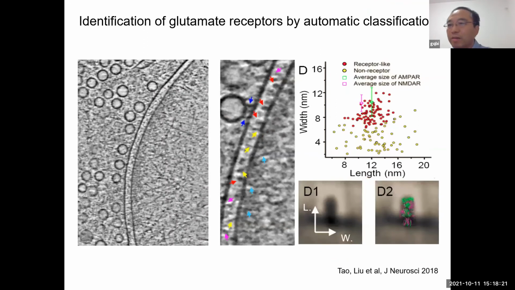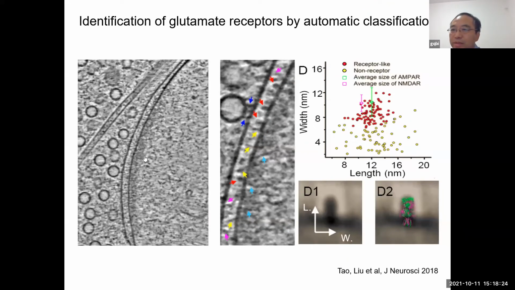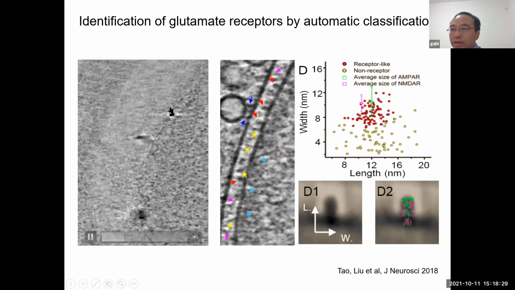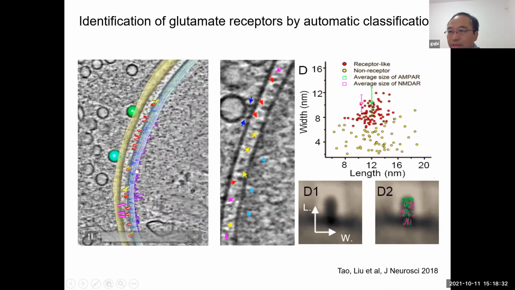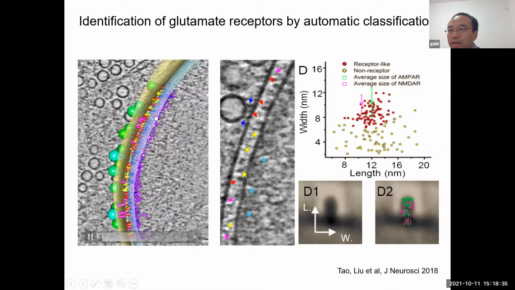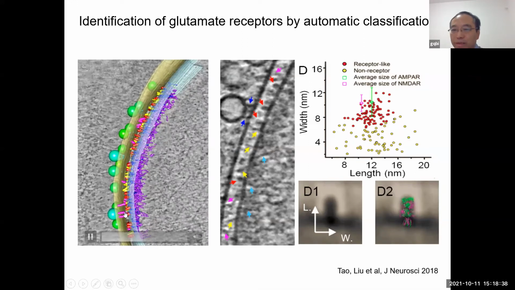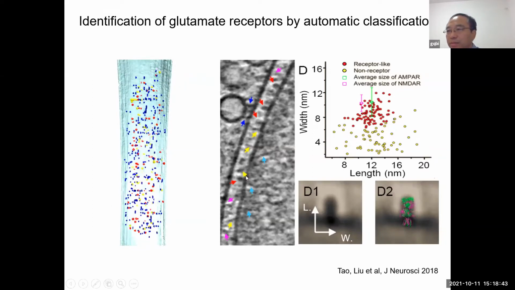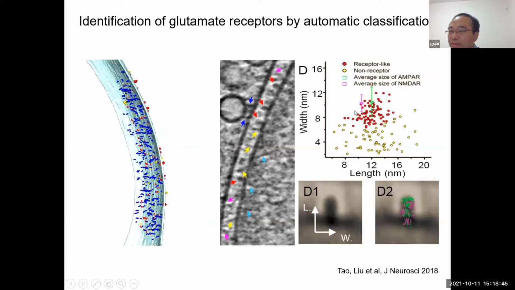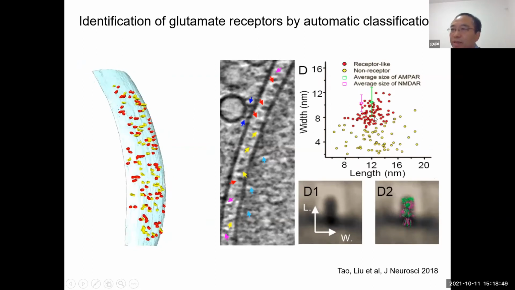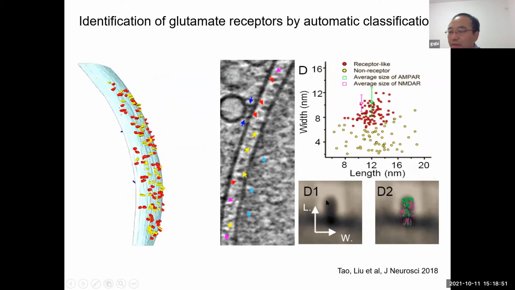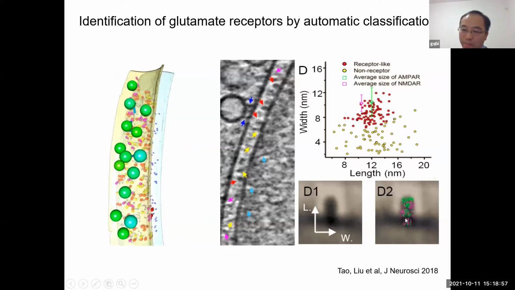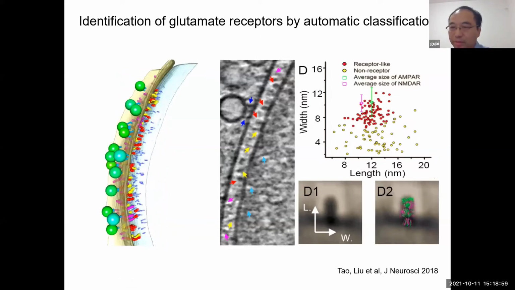This is a close-up view of an excitatory synapse. We can see the synaptic cleft, and we can see many particles or filaments, which are probably receptors and other protein molecules on the postsynaptic membrane. And we can classify them. Actually, we can find a cluster of these particles and average them, and the shape can be fitted well with an AMPA or NMDA receptor structure.